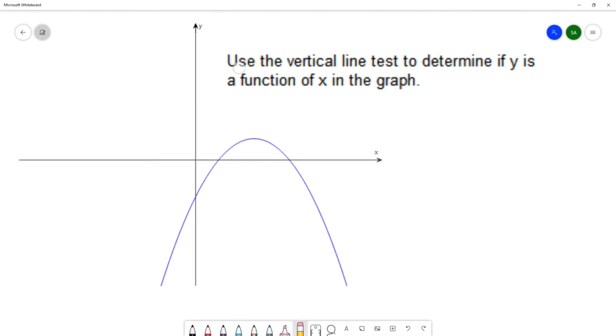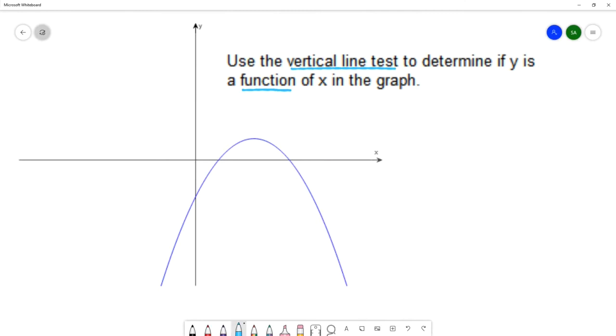On this question, we want to use the vertical line test to determine if y is a function of x in the graph. So we have this picture, looks like a parabola that's facing down. And the directions say that we want to use the vertical line test to determine if y is a function of x.